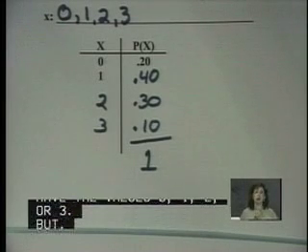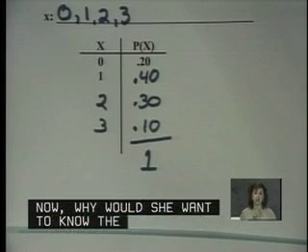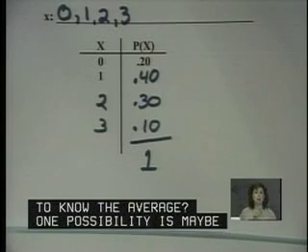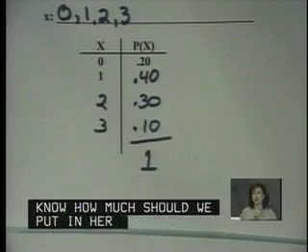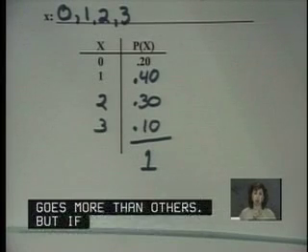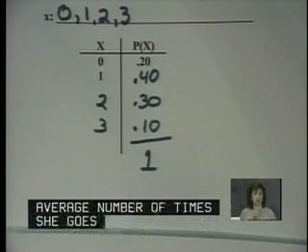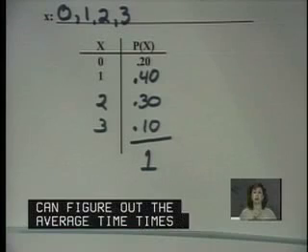Now, why would she want to know the average? One possibility is maybe she's working out a budget and she needs to know how much she should put in her juice club budget. Well, some weeks she goes more than others, but if she knows the average number of times she goes per week, she can multiply the average times the cost and figure out how much money she should put into her budget.